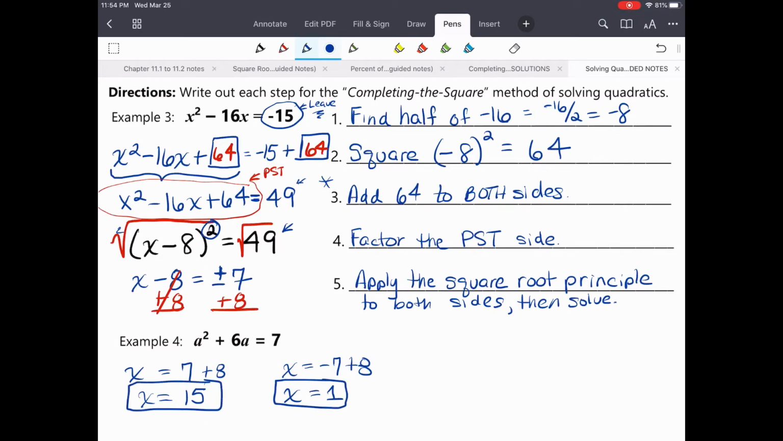So that is your solution set. Right there, we got 1 and 15. And those numbers represent where the graph of that particular equation, that quadratic, goes to the x-axis.